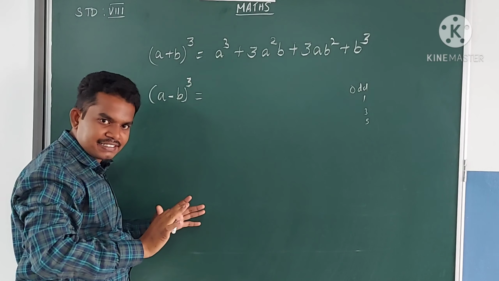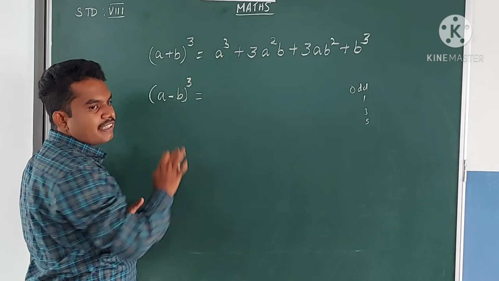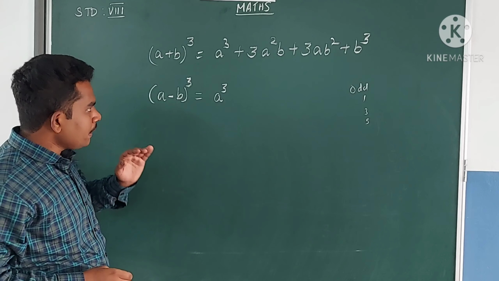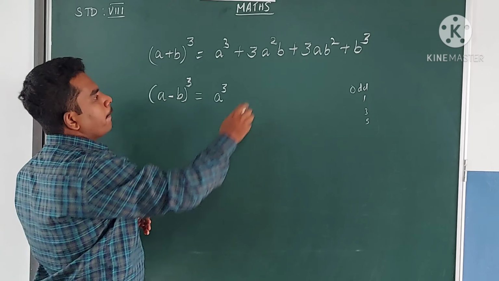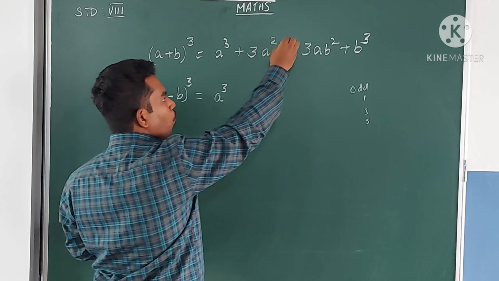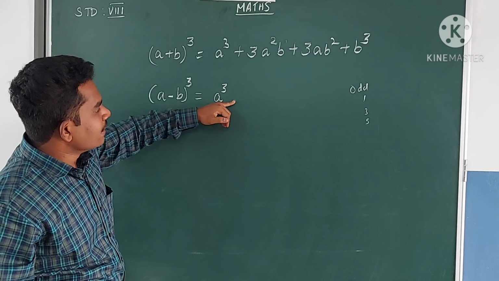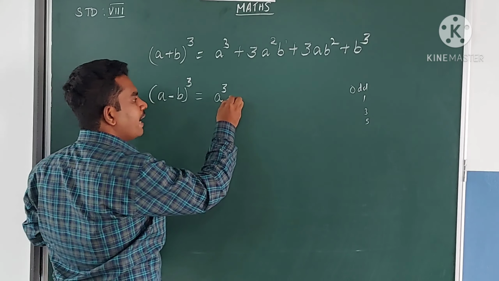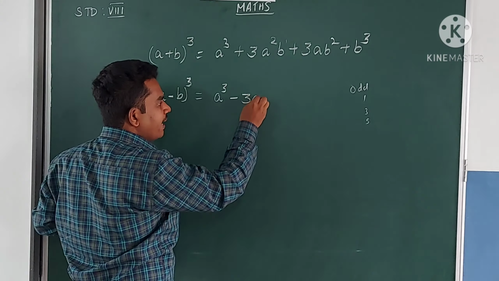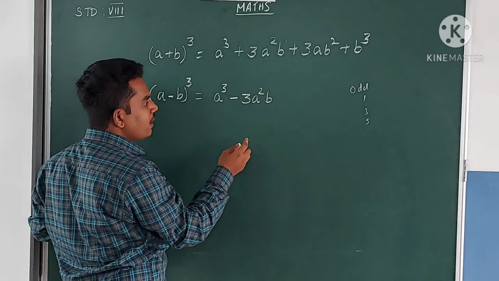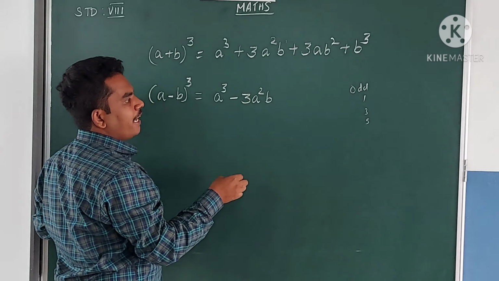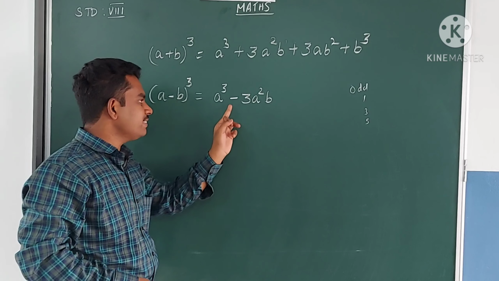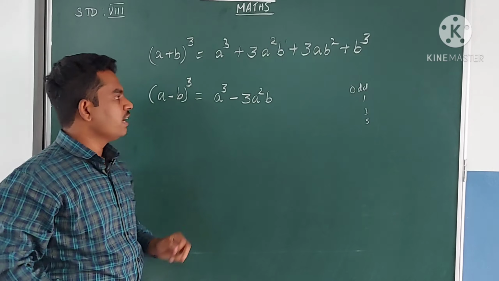A cube is written as a cube. Why? A is positive, so a cube. Plus here b has power 1, so the resultant value of this term is minus 3a square b. Why? Plus into minus: I put minus here, so plus into minus, the final answer is minus 3a square b.